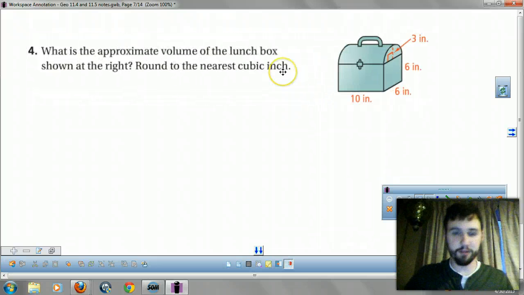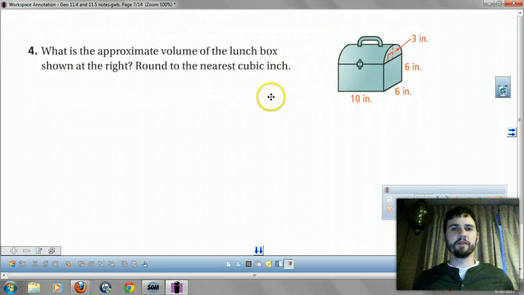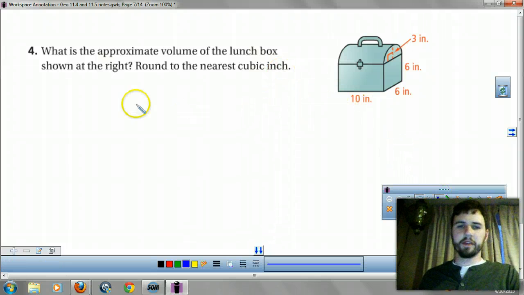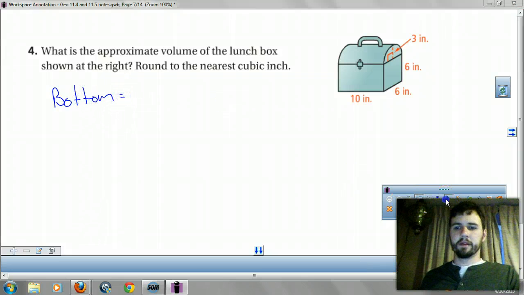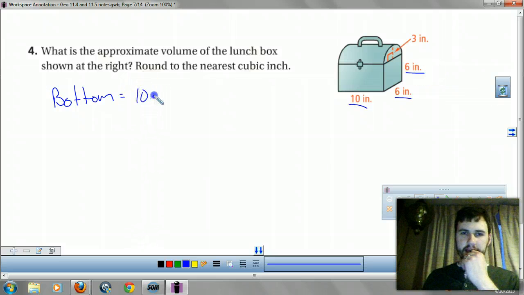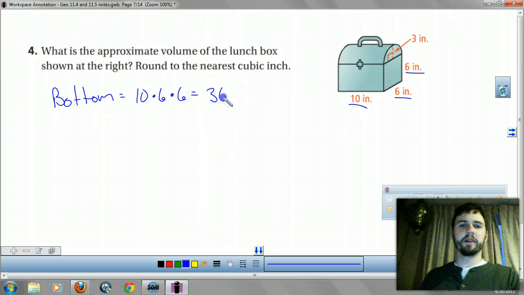Someone forgot the lunchbox. Well, let's find out how much stuff this lunchbox holds. Okay. First, the bottom. I'll teach you guys a shortcut for the bottom. Length times width times height. Okay. My bottom is 10 times 6 times 6, which is 360 cubic inches.